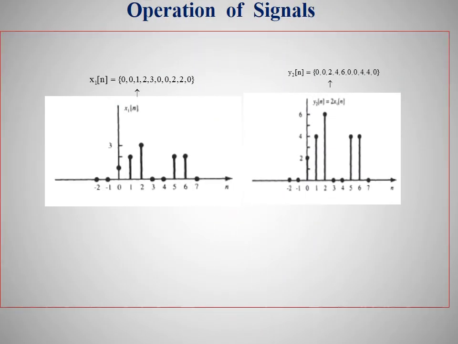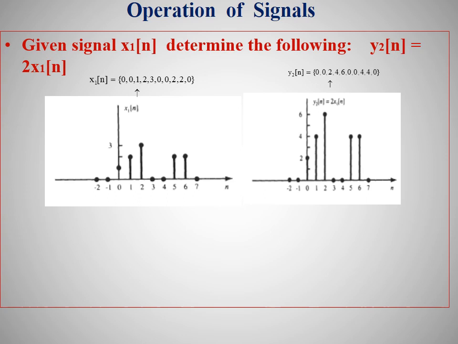Let us go on to consider these things by considering some basic problems on operation of signals. The first example is a problem where x1 of n is given and we are asked to find y2 of n, which is going to be 2 into x1 of n. It is a very simple problem because x1 of n is 0, 0, 1, 2, 3, 0, 0, 2, 2, 0, and y2 of n would be 0, 0, 2, 4, 6, 0, 0, 4, 4, 0, which is exactly what is going to be.